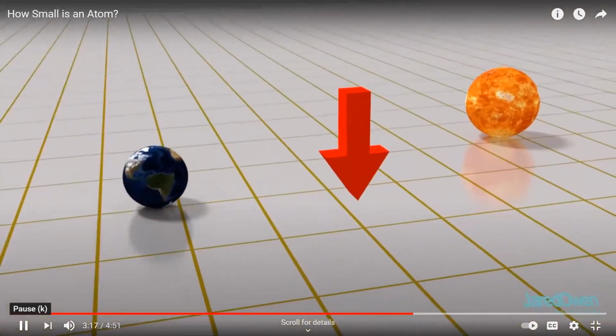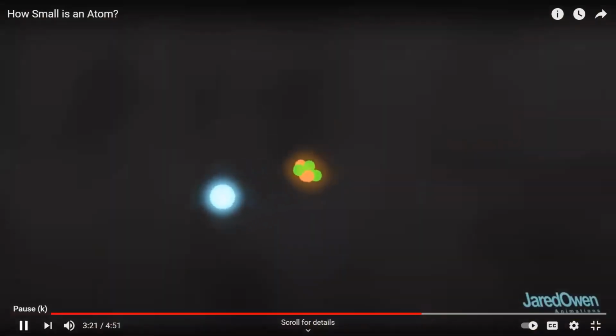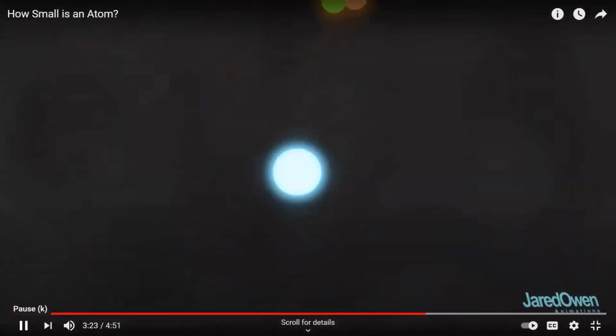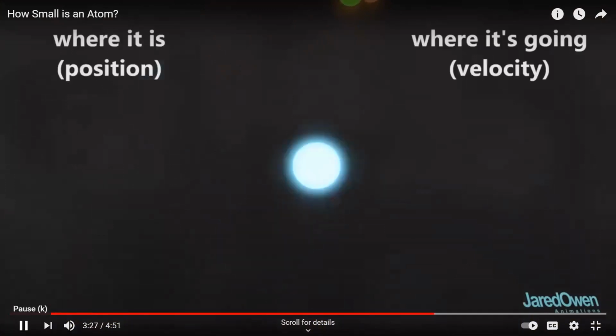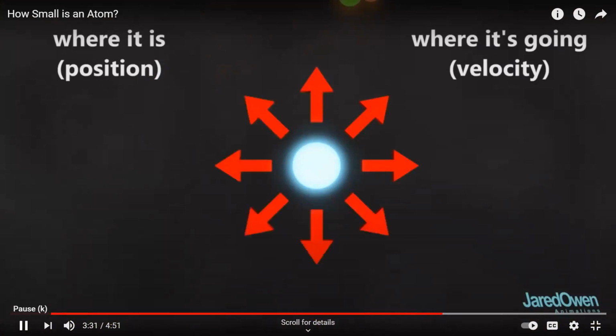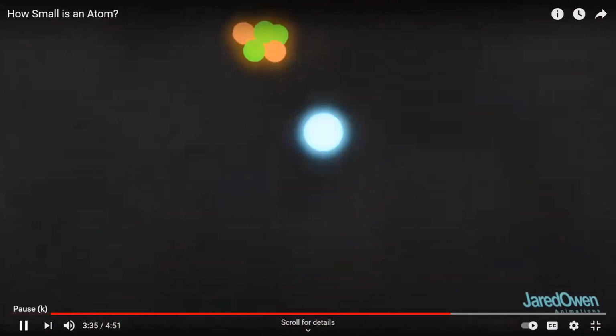We know both where the Earth is and where it's going. Now let's go to the size of an atom. With an electron, things are a little different. We can't know exactly where it is and where it's going. We can only know one or the other at any given time. This means it is impossible to really know what the electron is doing.